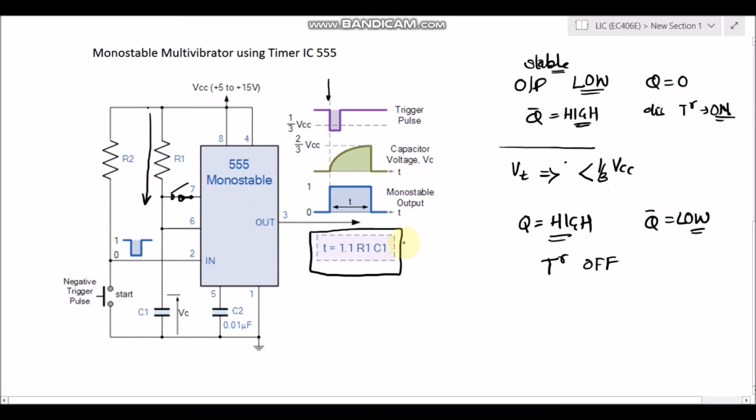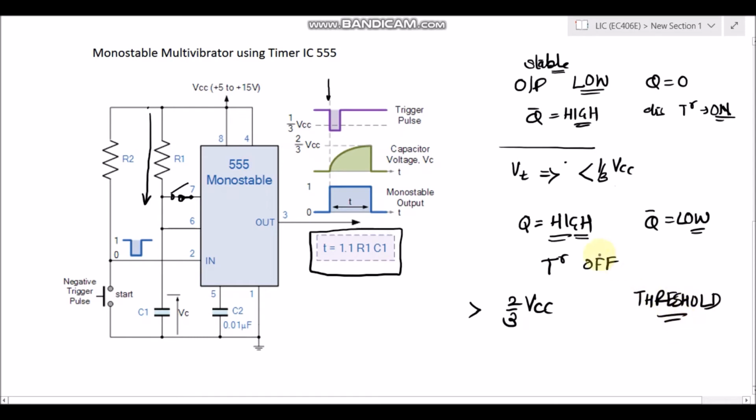Now the capacitor voltage is increasing. This is shown here, the capacitor voltage is increasing. During that time, the output remains high. Gradually, when the capacitor voltage attains a value of 2/3 of VCC, or just goes above 2/3 of VCC, as we can see, this capacitor is connected to pin 6, which is the threshold pin. We know the function of the threshold pin.